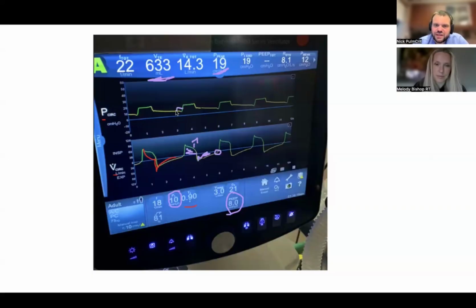Number two is we have some delayed trigger here, which can be the trigger sensitivity being too high. I do notice that it was set at 3. That's a little bit higher than normal. Normally we set it like 2. 3 liters makes it a little bit more difficult. It's certainly not a pressure trigger of like 2, which would be a lot more, but 3 is a little bit more than 2.